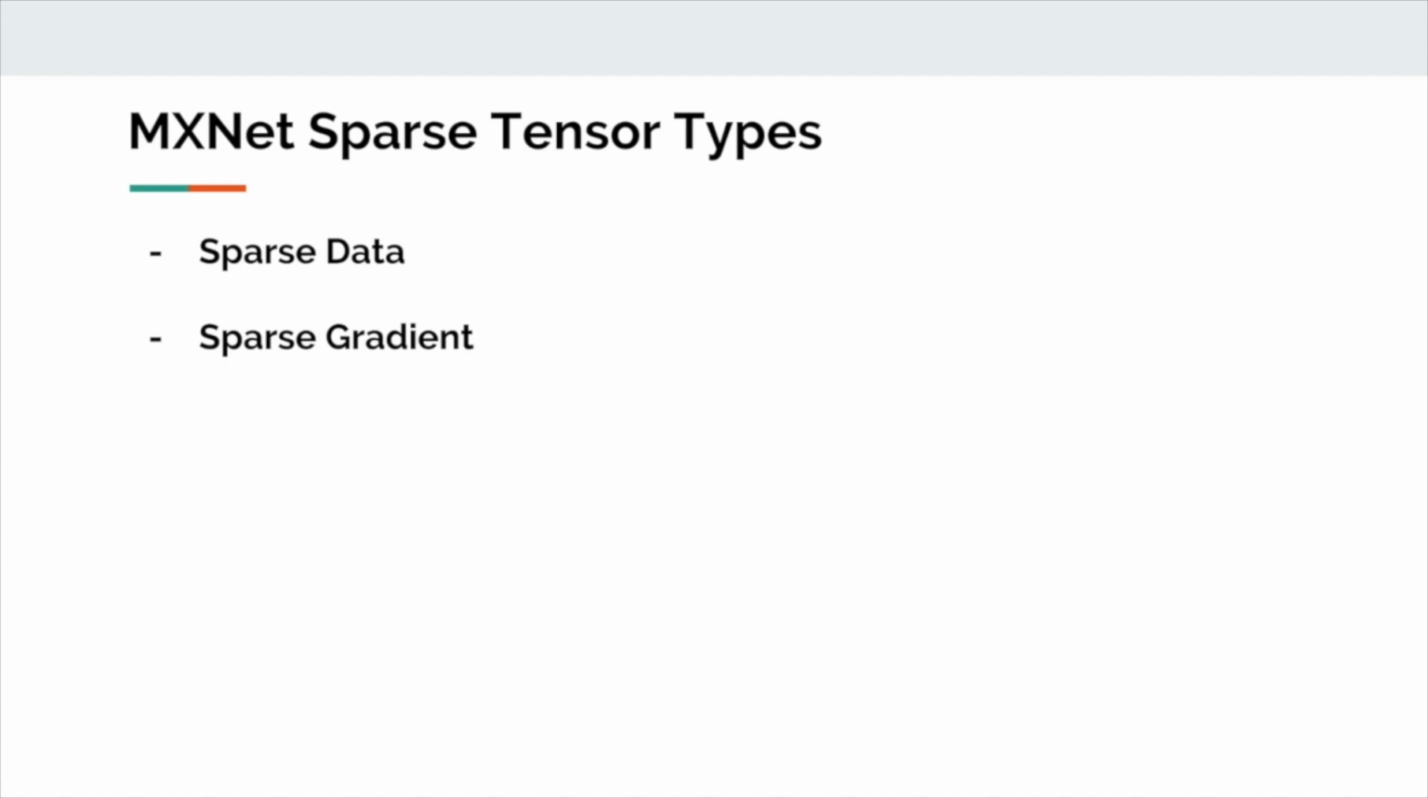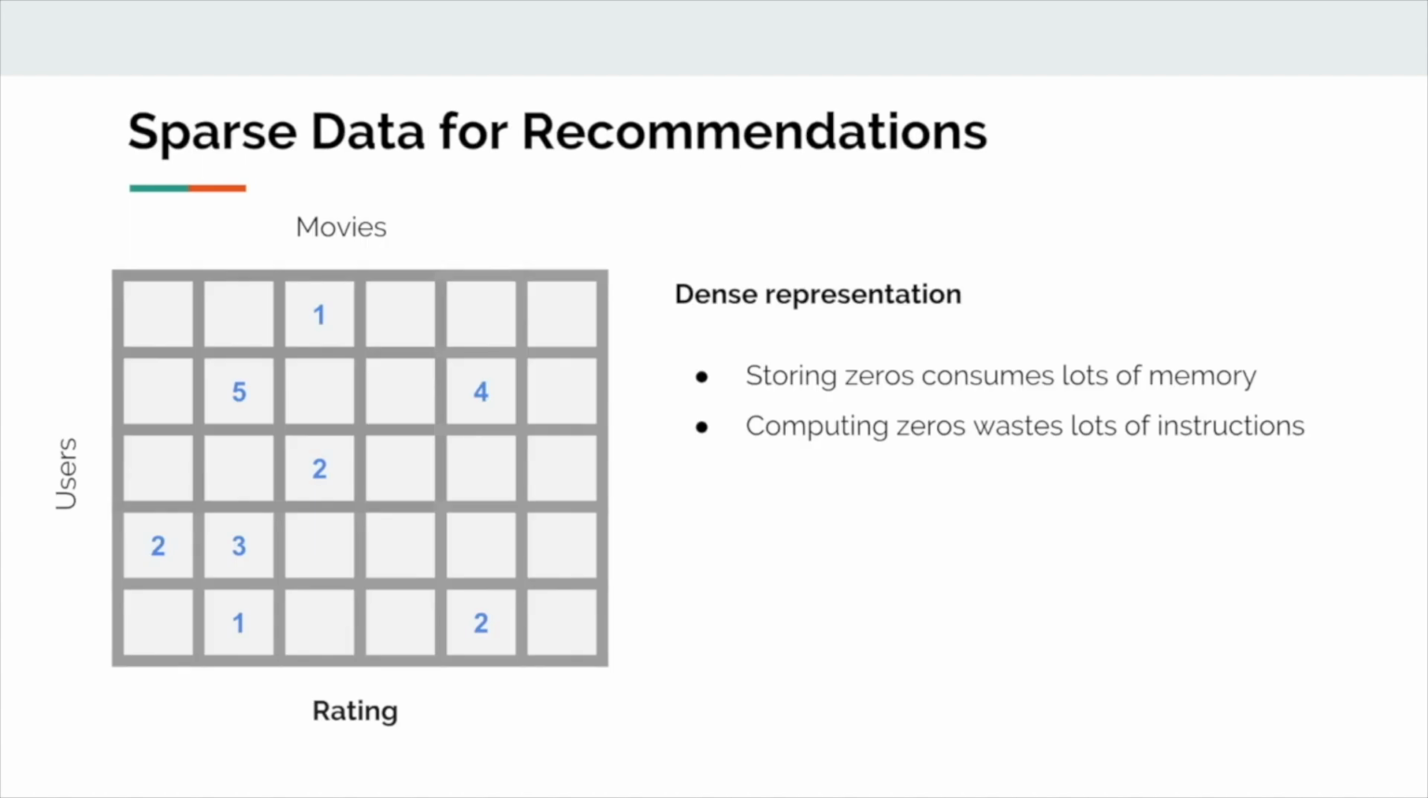One is sparse data, another is sparse gradient. Let me give you an example. So let's say you're given a dataset with users' ratings on movies. So you can potentially get millions of movies and also millions of users. But you will notice that for a user, typically he only looks at a few hundred movies. And if you represent the matrix in dense format, most of the entries in the matrix are zeros. So if you represent it in the dense format, it wastes a lot of memory.